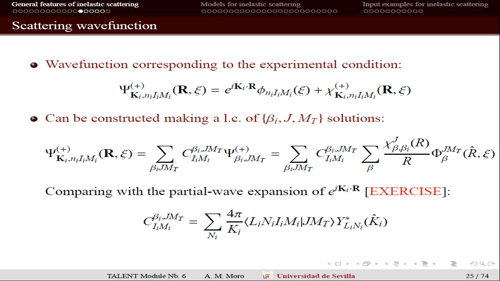We can make an appropriate linear combination of these solutions. So these are the solutions that we obtained from the coupled channels, characterized, remember, by an incident beta I, total angular momentum J, and projection M_T. So these are the solutions of our coupled differential equations, the psi plus. So we make a linear superposition of these solutions with these coefficients, in order to construct our physical wave function.